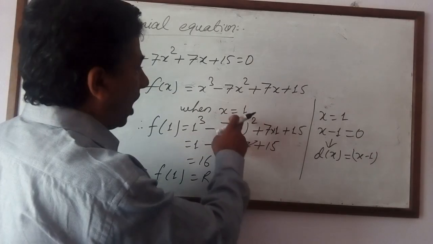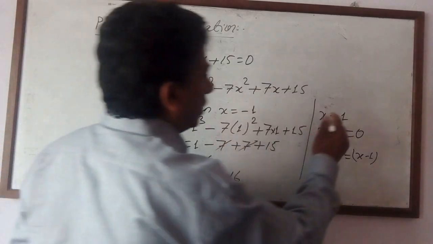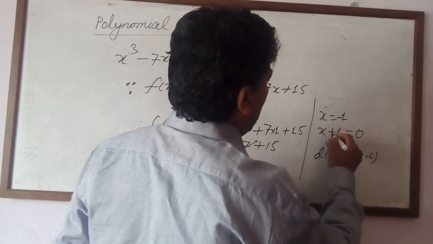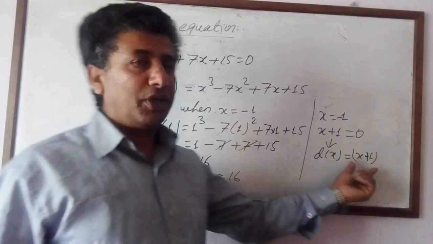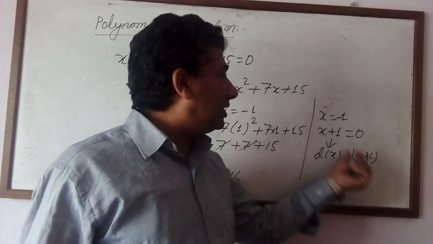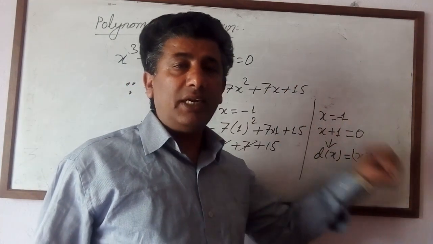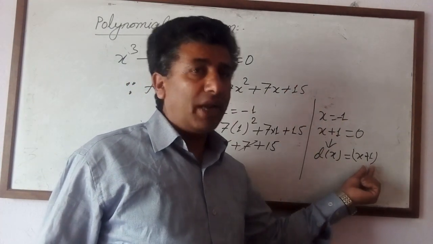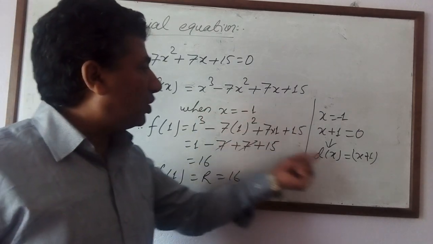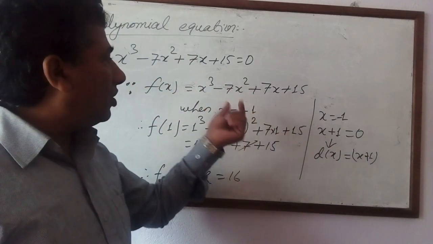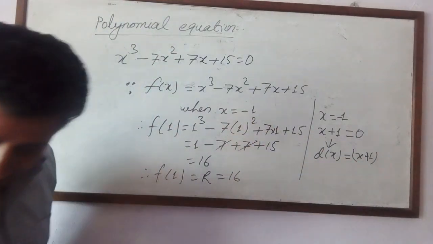I'll take another value of x, another divisor: x plus 1. Now, we divide again by the divisor x plus 1. X plus 1 divisor means x equals minus 1, and x equals minus 1 means the divisor is x plus 1. We are going to divide this polynomial by x plus 1. Now, when we divide this polynomial by x plus 1, check whether the remainder is 0 or not.